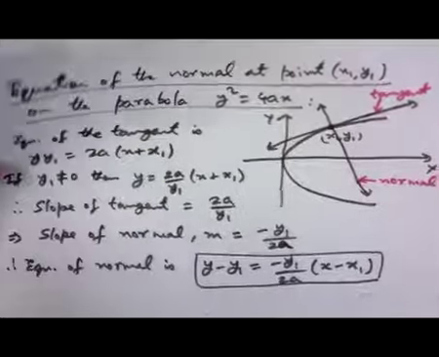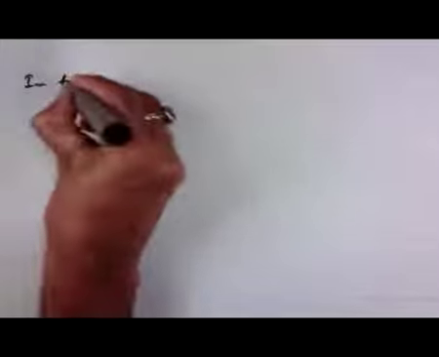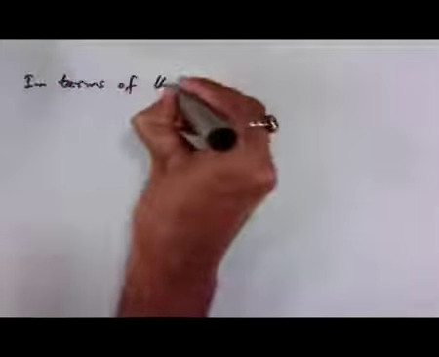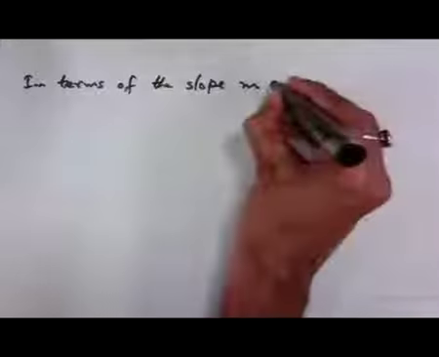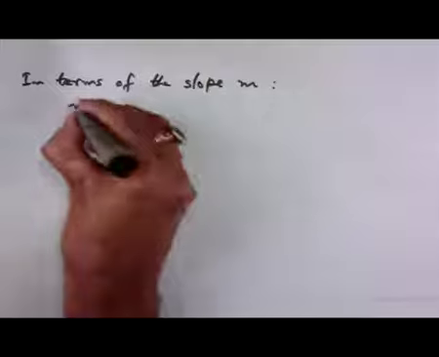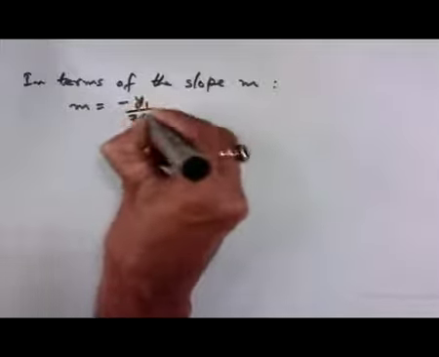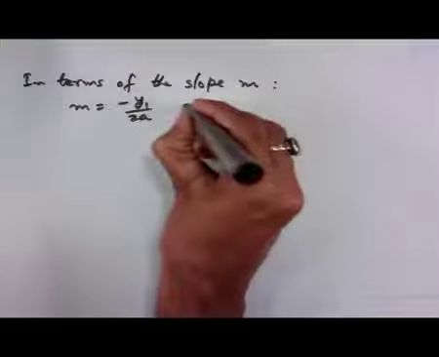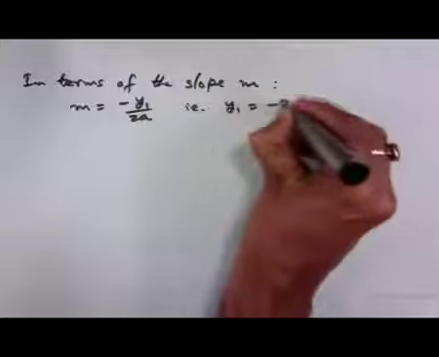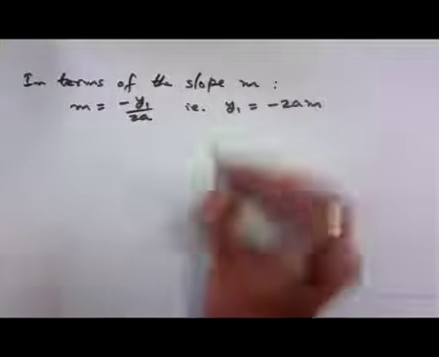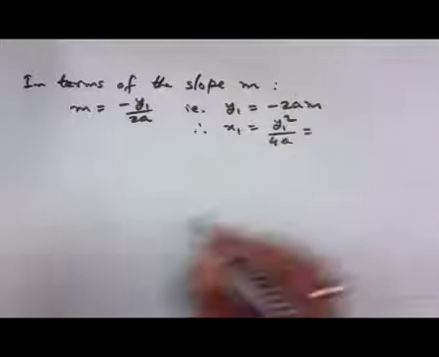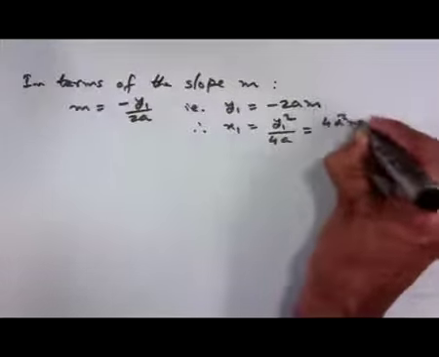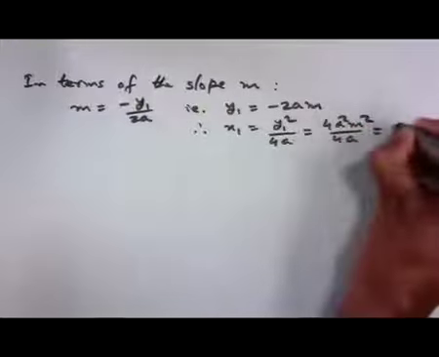Let us write this equation in terms of the slope m. So, in terms of the slope m, we have m is equal to minus y 1 by 2 a, that is y 1 is equal to minus 2 a m, and therefore, x 1 is equal to y 1 square by 4 a, which is equal to 4 times a square m square by 4 a, or this is equal to a m square.